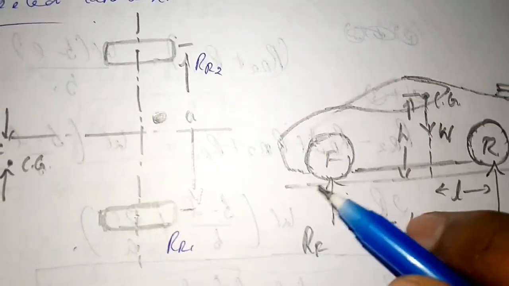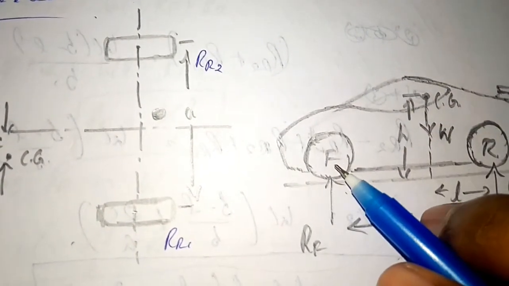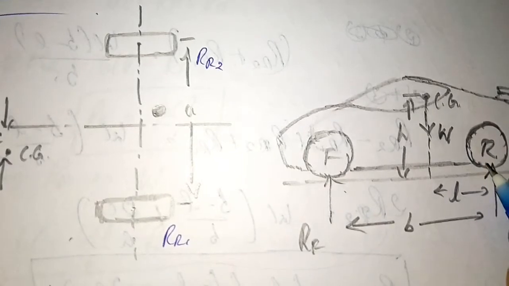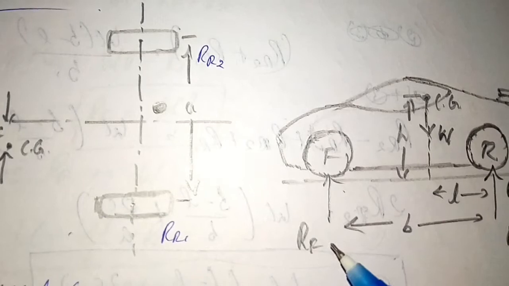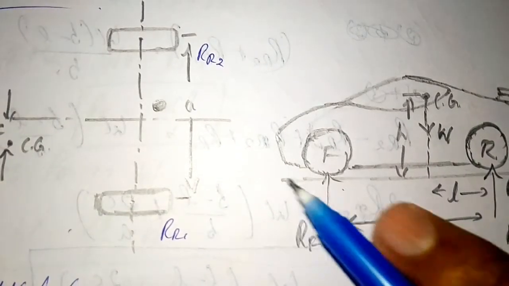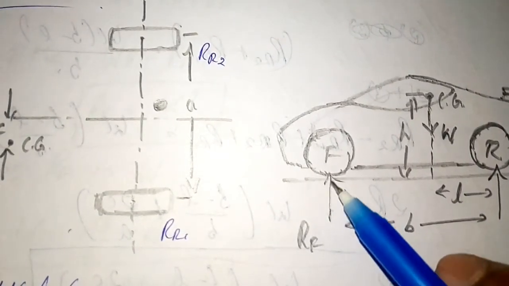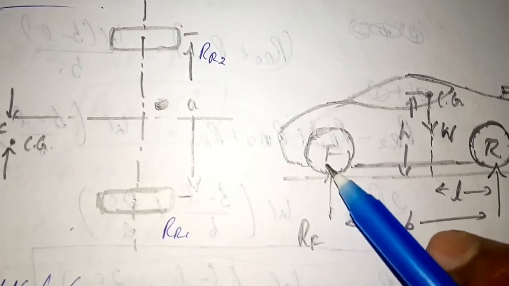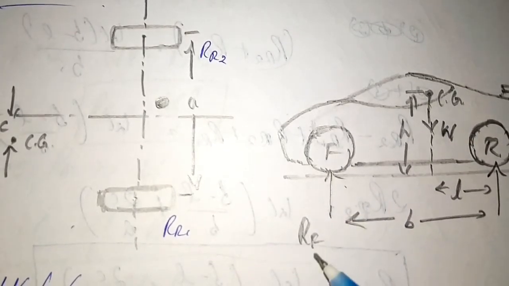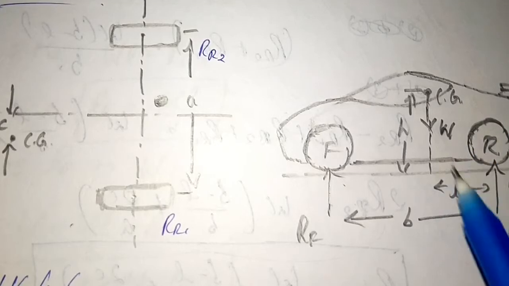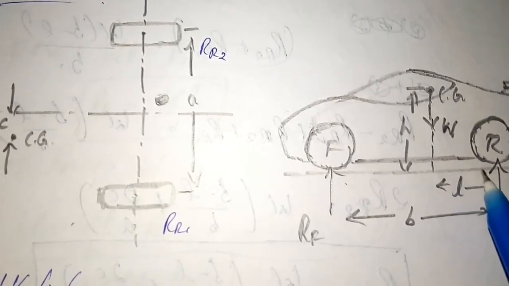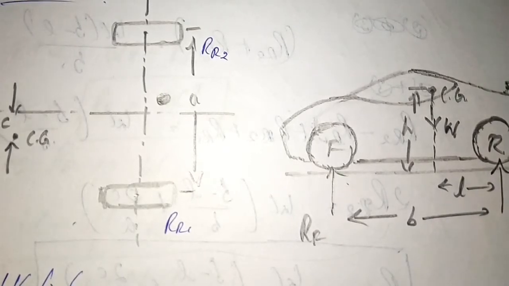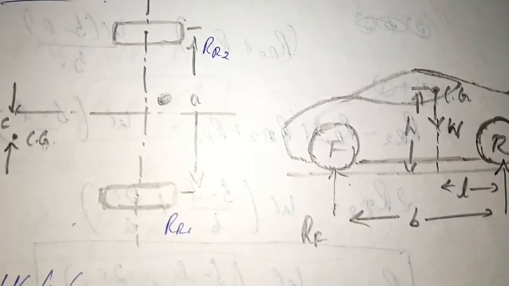And here you can see this is the lateral view. F represents the front side and R represents the rear side, and RF is the reaction at the front wheel axle. Because we are considering a three-wheel vehicle, the front side will have only one tire, so there will be one reaction only, but in the rear axle there are two wheels, so the total reaction at the rear axle is the sum of RR1 and RR2.